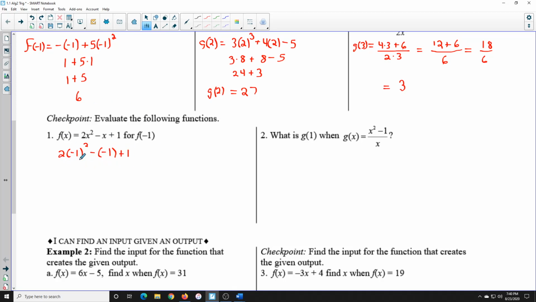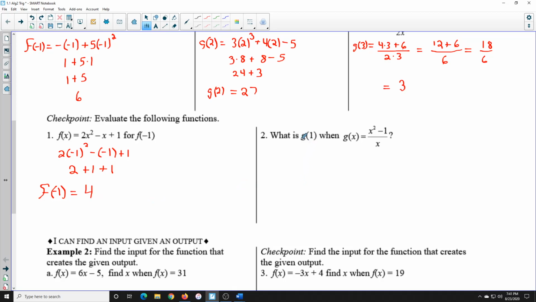So now order of operations, we have to do exponent first. So -1 squared is 1, times 2 would be just 2. And -1 is a positive 1. And then the plus 1 comes down. So 2 plus 1 plus 1 is 4. So final answer would be 4. F of -1 is 4. Or y equals 4.